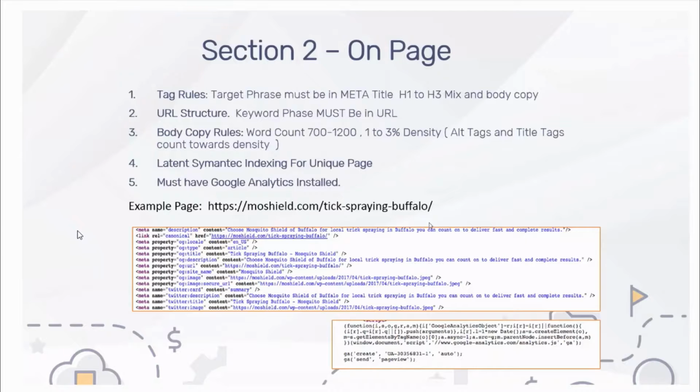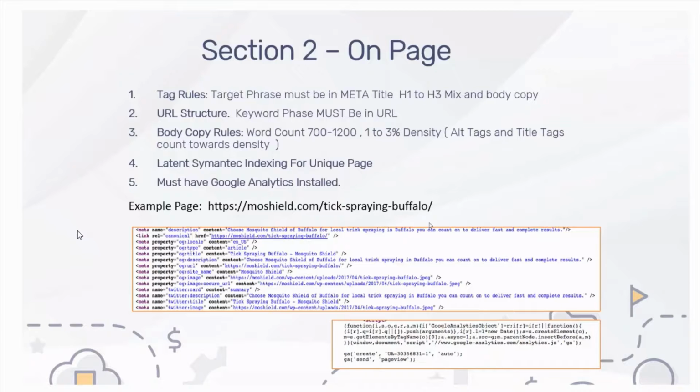And in the body copy, we want to have at least 700 to 1200 words with about 1 to 3% density of that term. So let's say, for example, out of 1,000 words, 3% will be 30, right? 30 times we'll need to repeat the term tick spray Buffalo. And obviously this needs to be written in a way that seems very intuitive and very human and not computery language.